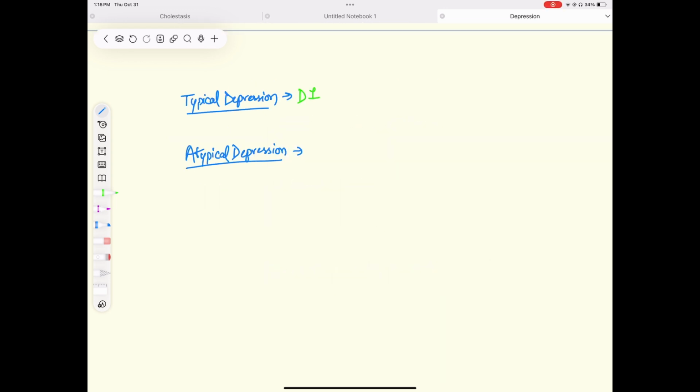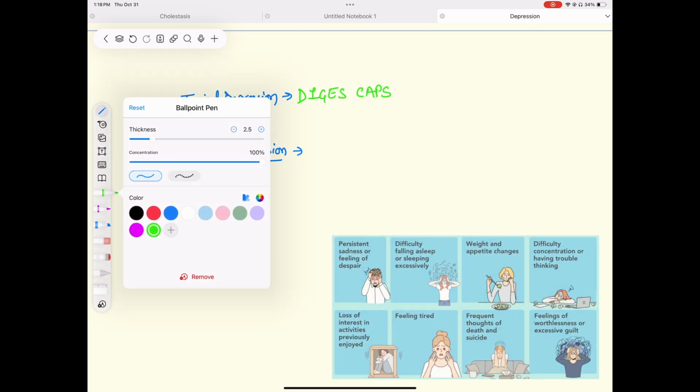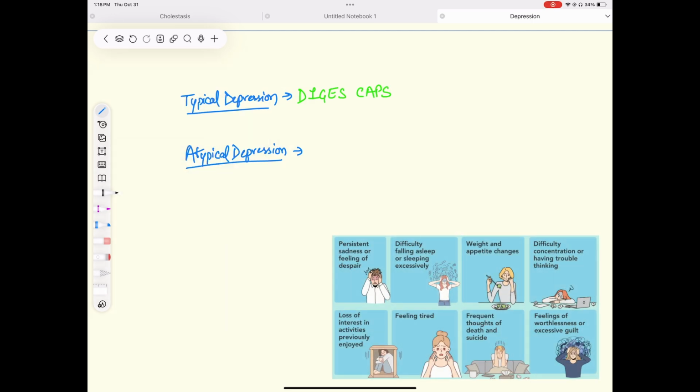Depression can further be classified into typical depression and atypical depression. The features of typical depression, as we discussed, include decreased appetite. But in atypical depression, the person eats a lot, which causes obesity, and the person also sleeps a lot, thus hypersomnia.